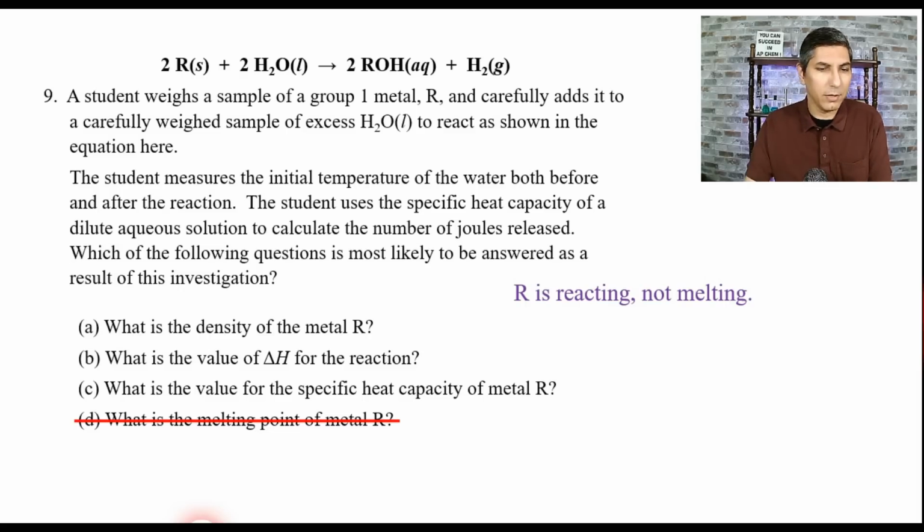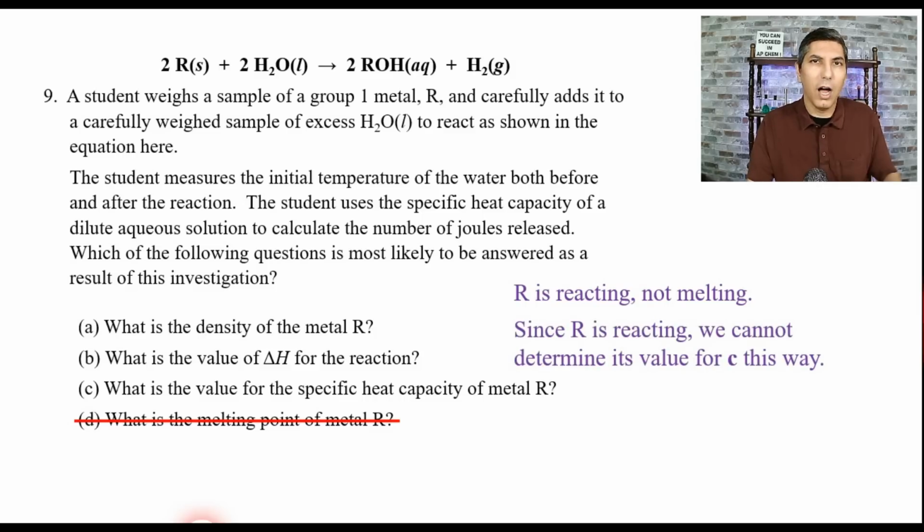And something else that jumps out at me here is that in order to measure the specific heat capacity of a metal or of a substance, that metal has to remain intact. And it's not in this case. Since R is reacting, we can't really determine the value of the specific heat capacity of the metal in this way. So that means choice C can also be eliminated.